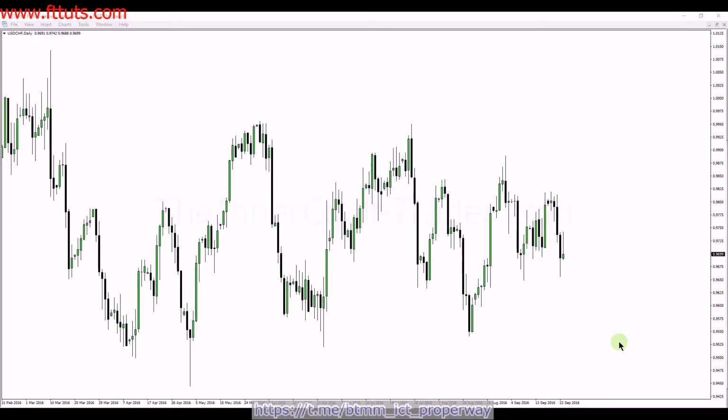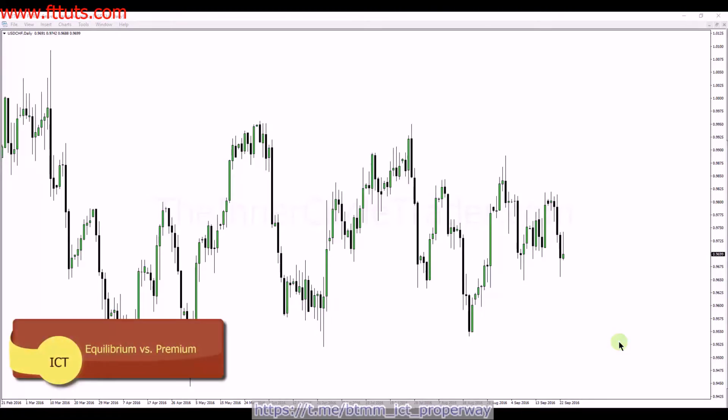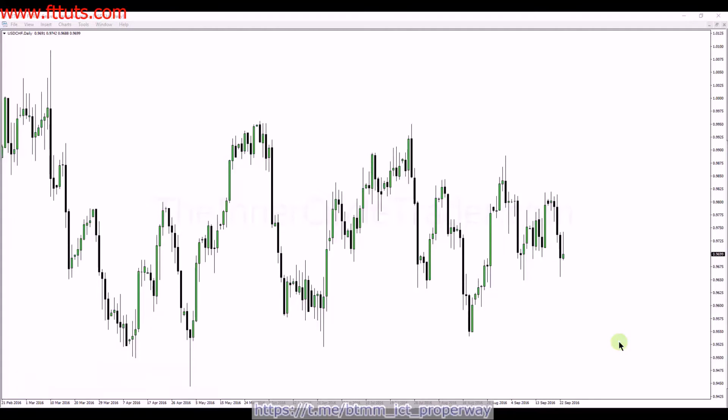The previous tutorial in session 4, we looked at equilibrium versus discount. This session, we're going to be looking at equilibrium versus premium. We went through a great deal of content in regards to discount versus equilibrium, so we won't have to spend so much time with this tutorial because everything we're showing here is basically diametrically opposed to what you would expect to see in the equilibrium versus discount teaching.